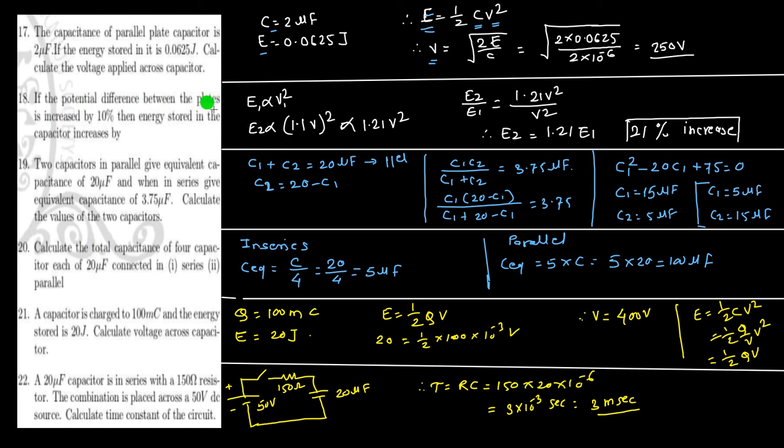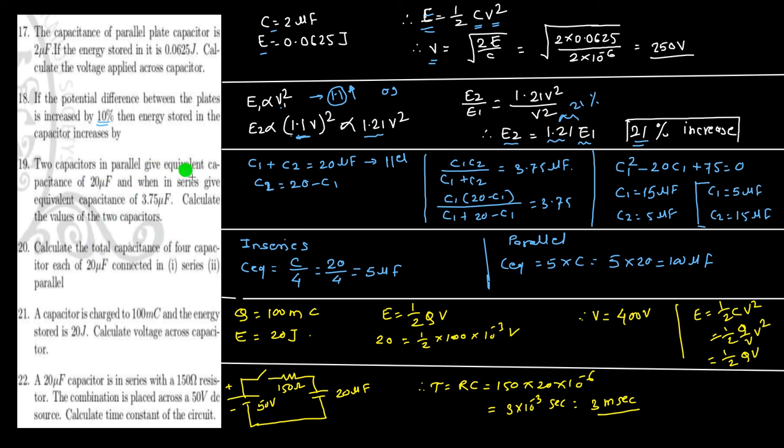If the potential difference between the plates is increased by 10%, what is the increase in the energy? You can see here E1 is proportional to V1 square, but suppose this voltage is increased by 10%, means the new voltage is 1.1. Increase means 10%. If it is a decrease, then it is 0.9. If it is increased by 10%, it means 1.1. So the new voltage is 1.1 times V. So 1.1 square gives you 1.21. So the energy stored is 1.21 times the original energy stored. So it is increased by how much percent? It is increased by 21%. So the energy increase is 21%.